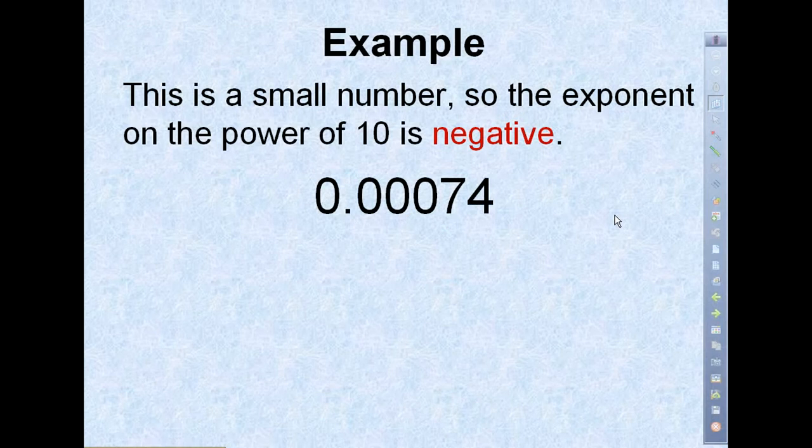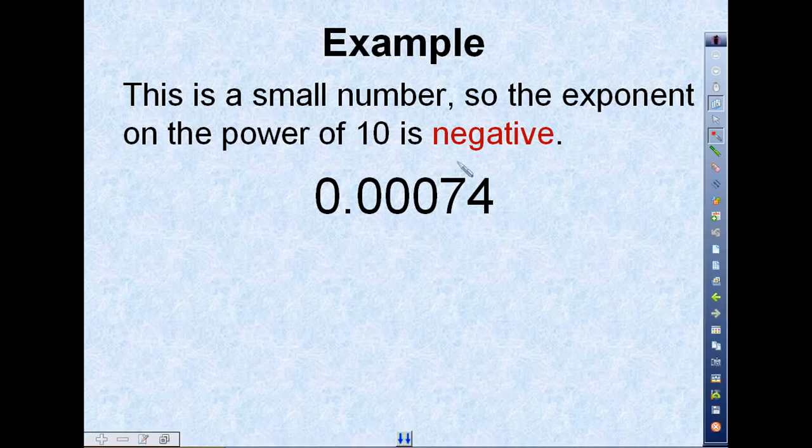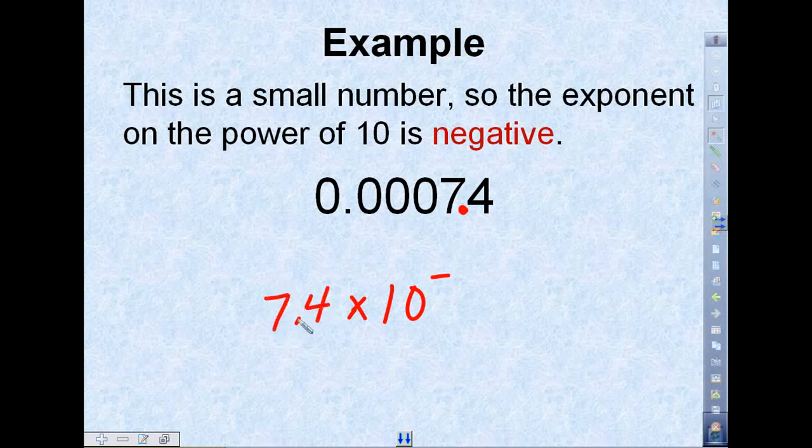Let's look at this number. This is a small number, so the exponent on the power of 10 is negative. Because this is small, we know we've got 10 to the negative some power. If we write this in scientific notation, the number that goes out front has to be between 1 and 10. So I'm going to pick up this decimal point and move it into this number right here, because 7.4 is between 1 and 10. Now the exponent, the actual number piece, is how far you move the decimal point. This is your shortcut. 1, 2, 3, 4.